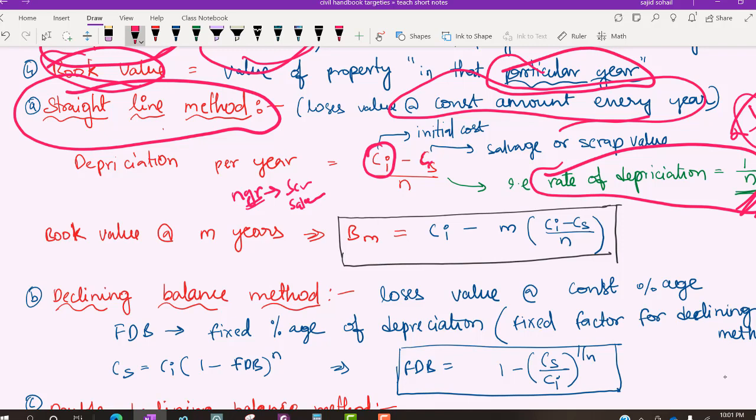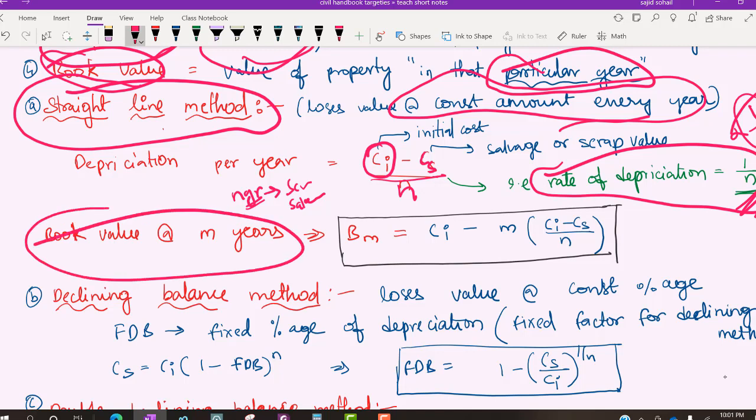So CI minus CS divided by the number of years it got. Depreciation for year कितना हो जाएगा? Initial cost minus salvage cost divided by the number of years it is working. I hope you got it. And if you want to find out book value at any year, that will be how much? It will be initial cost minus m into (CI minus CS) divided by n. ये कर लेना, आपको book value आ जाएगा at a particular year. Not at all a problem, right?